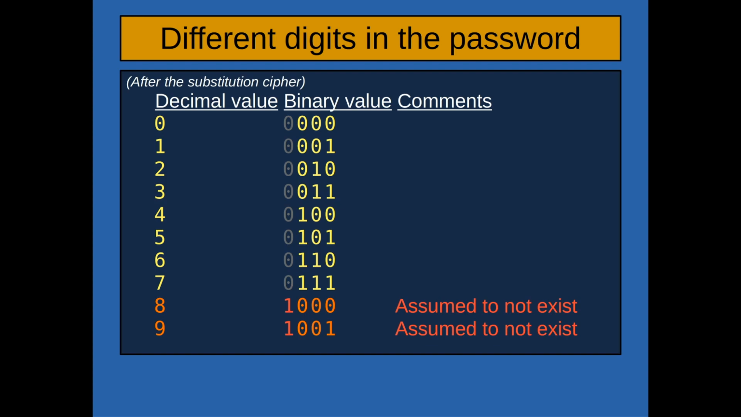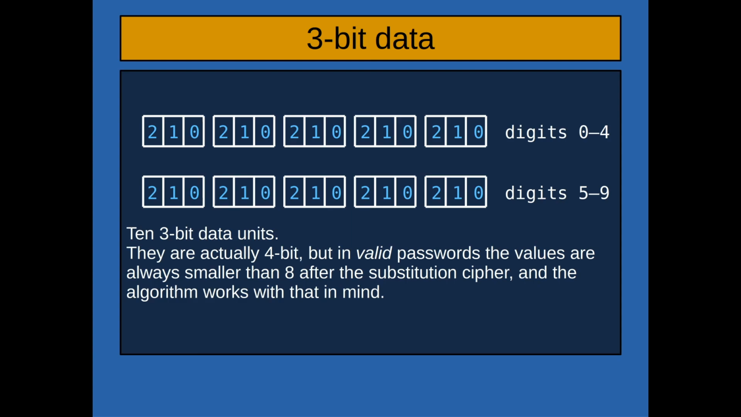All the following algorithms assume that the digits are 3-bit. Only the first 8 digits fit in 3 bits. Numbers 8 and 9 do not fit in 3 bits, because their binary representation contains 4 or more digits. The numbers shown in this table are mathematics, nothing specific to this game. So, at this point, the game treats the password as 10 units of 3-bit values.